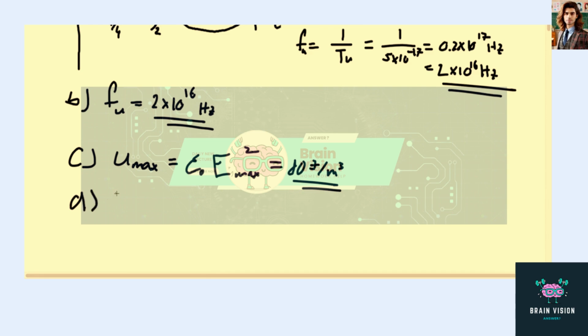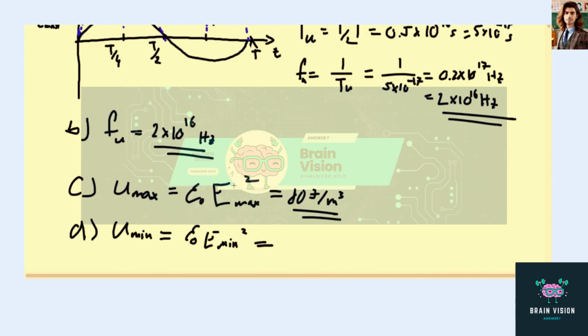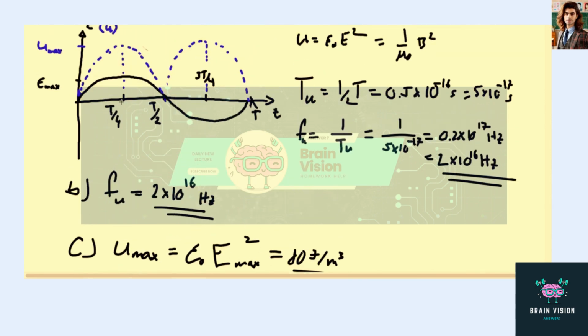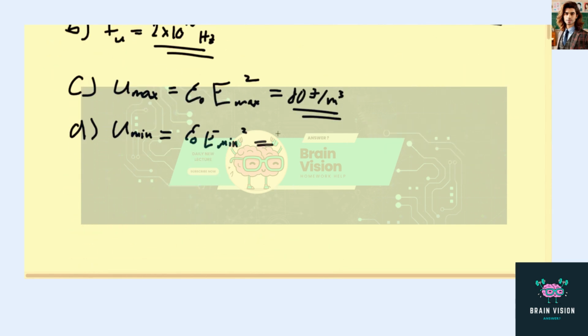What about the minimum energy density? This is going to be epsilon 0 times E min squared. But of course, the minimum occurs when the electric field goes to 0. At the same time, the magnetic field is also going to go to 0, so the energy density in the fields is going to be 0 in total. So this is 0 joules per meter cubed.